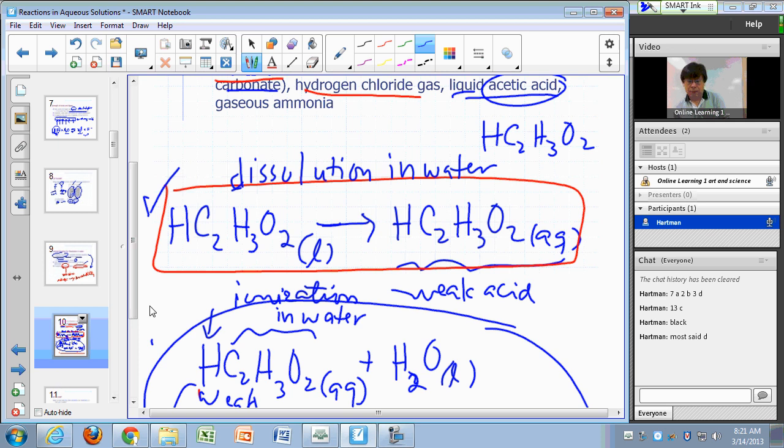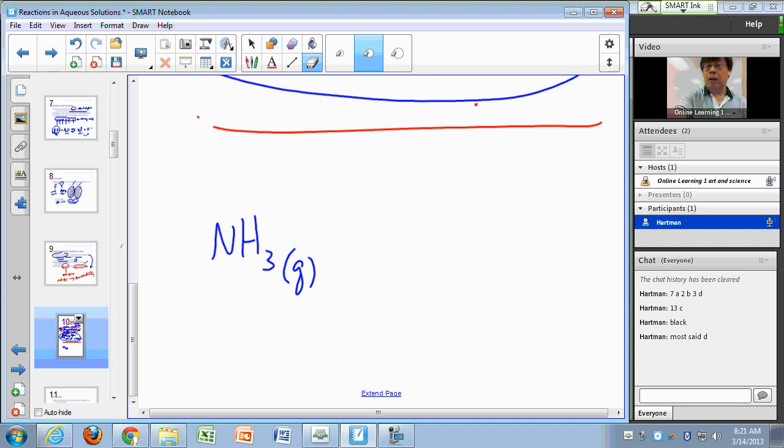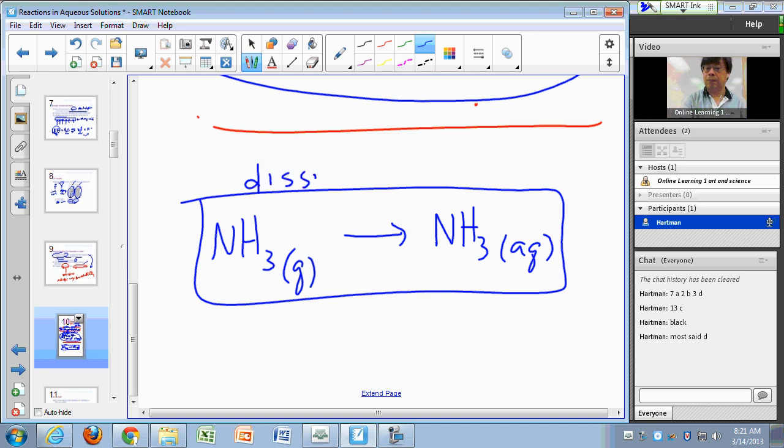Same thing with ammonia. Ammonia is a weak base. So ammonia, NH3, gaseous ammonia. If you were to dissolve it in water, then you say ammonia gas becomes NH3 aqueous. And since ammonia is a weak electrolyte, this is the equation for the dissolution of ammonia in water. You don't split it up into ions because your ammonia will not split up into ions in water.